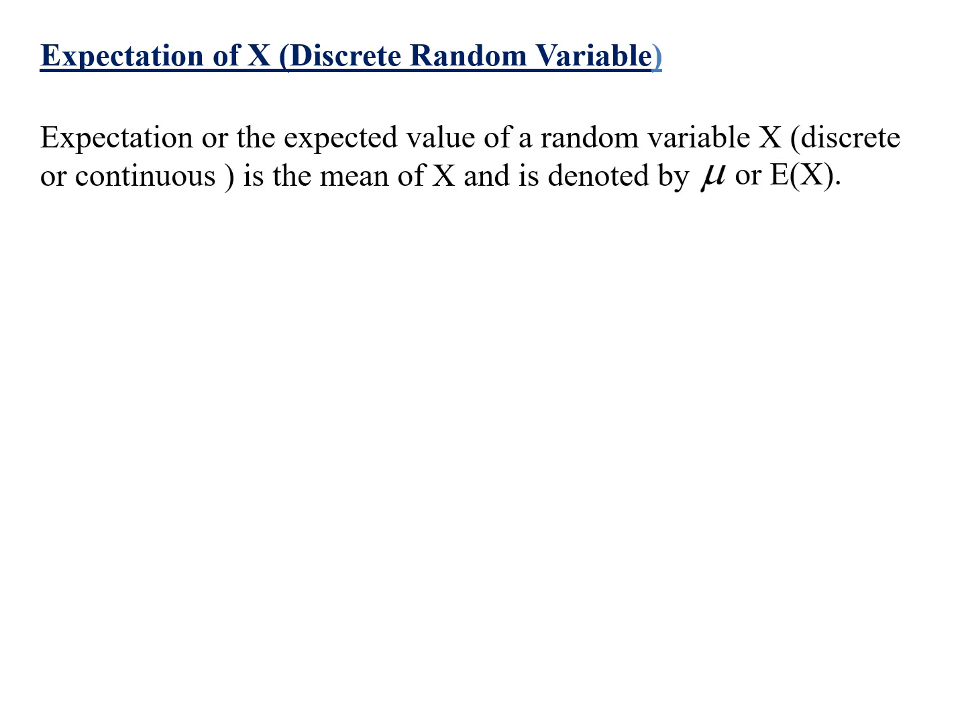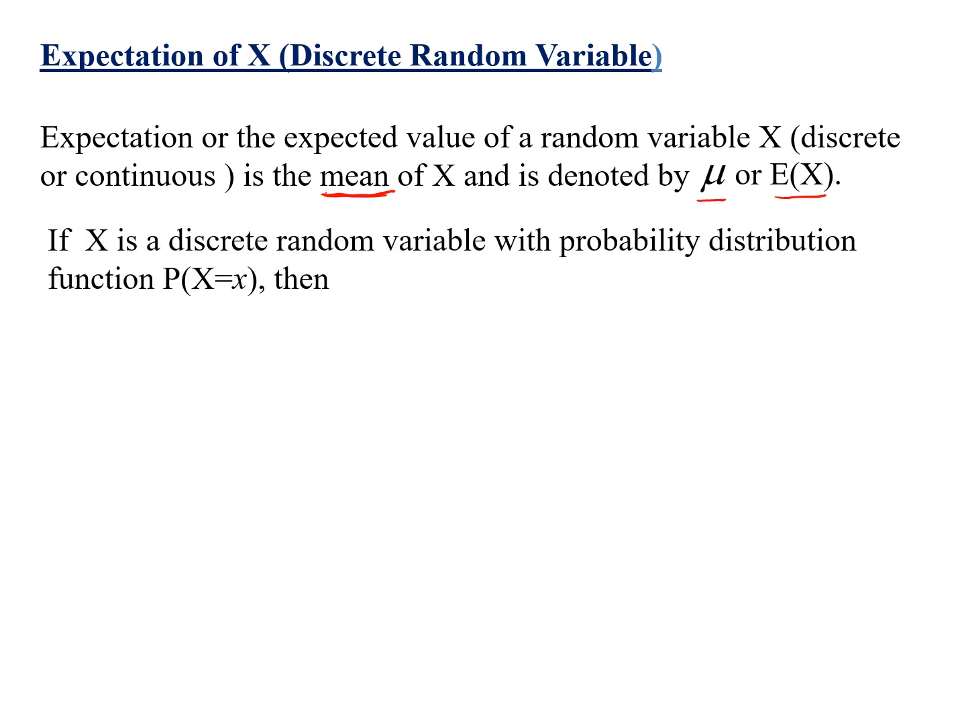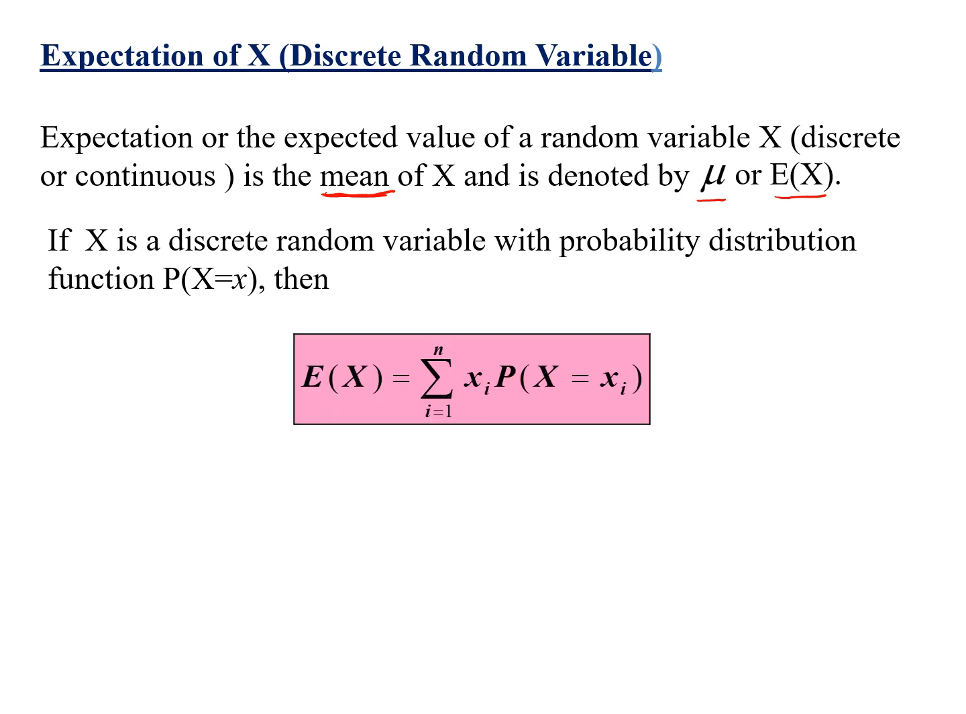Expectation of x for discrete random variables. Expectation, or the expected value of a random variable x, discrete or continuous, is the mean of x and is denoted by mu or E(x). Okay, this is the mean. If x is a discrete random variable with probability distribution function P(X = x), then the formula is this one. E(x) equals the summation of x times the probability.